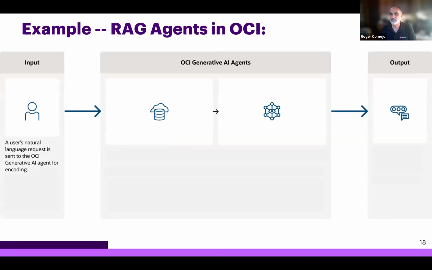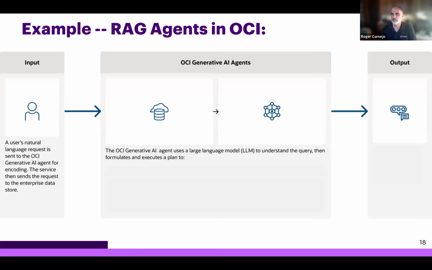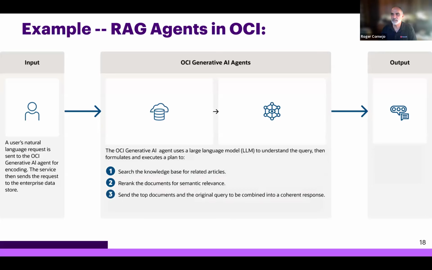As far as Oracle is concerned, your user's natural language query is sent to the generative AI agent, and then it sends that request to your data store, which would be your database. That will take the query and formulate an execution plan to search the knowledge base, rank those documents for semantic relevance to the question, and send those documents and the original query back to the large language model, which sends the response to the user. That's basically how the RAG agent in Oracle works. The user gets a response that's contextually relevant with the data vectorized in your database.